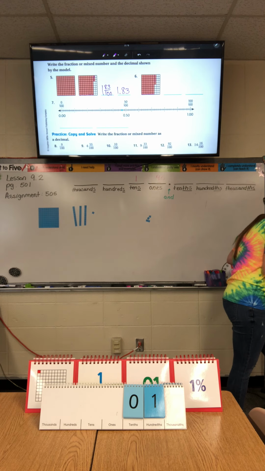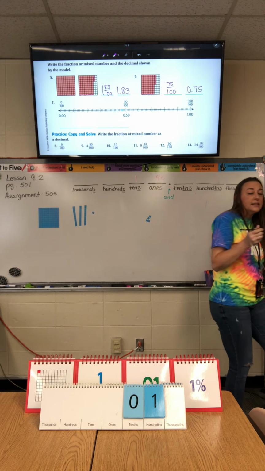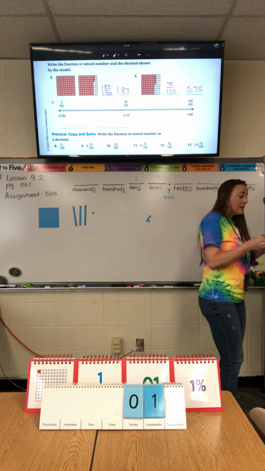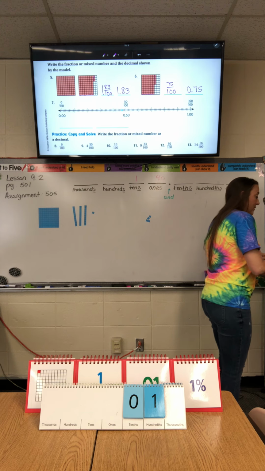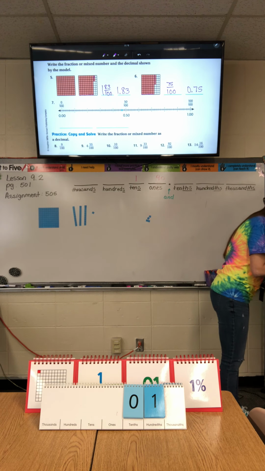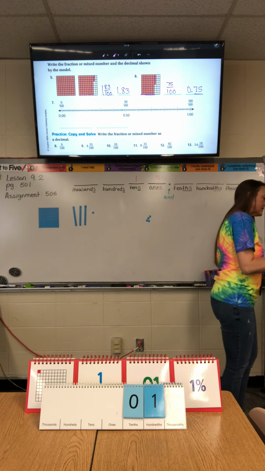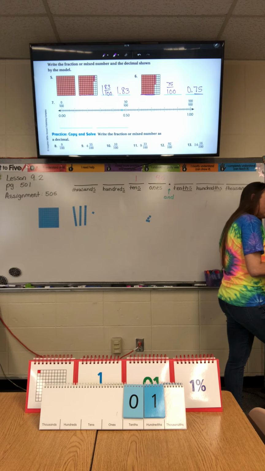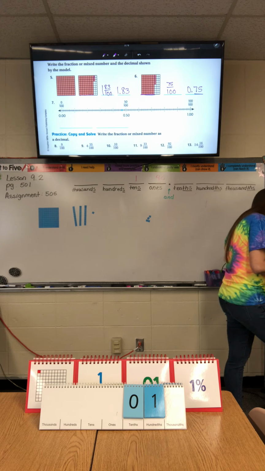Over here, we've got 0 whole model shaded, and we've got 1, 2, 3, 4, 5, 6, 75 shaded. So 75 hundredths, because again, 75 is made up of 7 whole tenths and 5 of the little hundredths. So that's why we write it like 7 in the tenths place and 5 in the hundredths place. Okay.